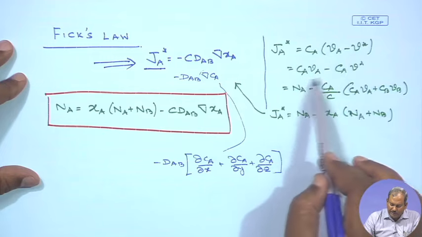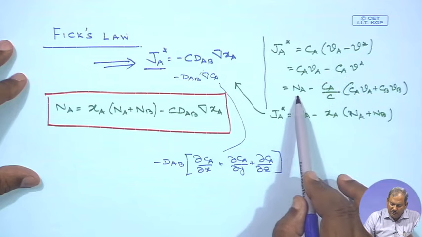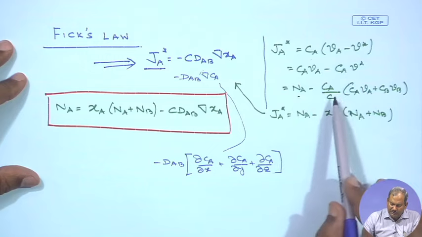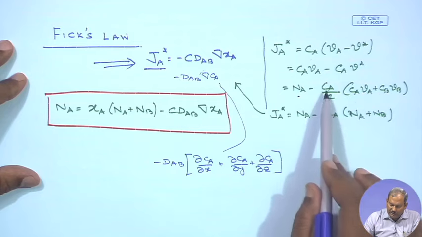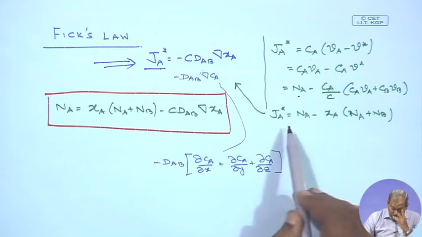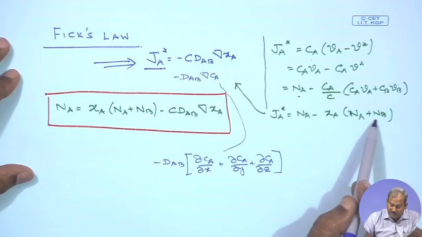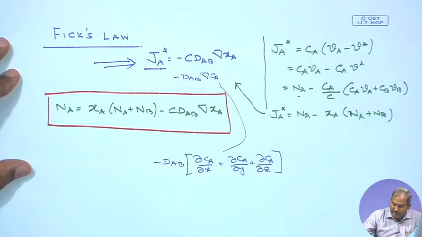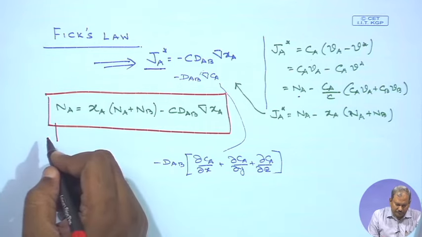So, I expand it, and C_A V_A is nothing but the molar flux of A. When you express this V star, the formula would simply be (C_A V_A plus C_B V_B) by C. C_A by C is the mole fraction. So, your J_A is equal to N_A minus x_A times (N_A plus N_B). Plug it in here, and what you have is another form of Fick's law.